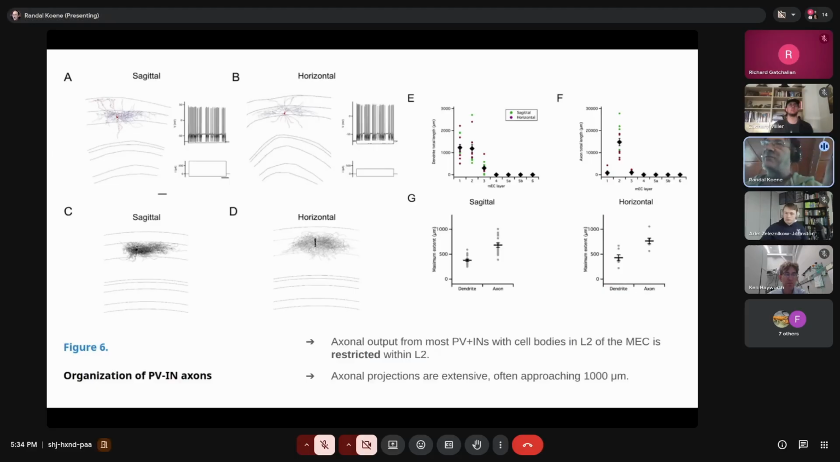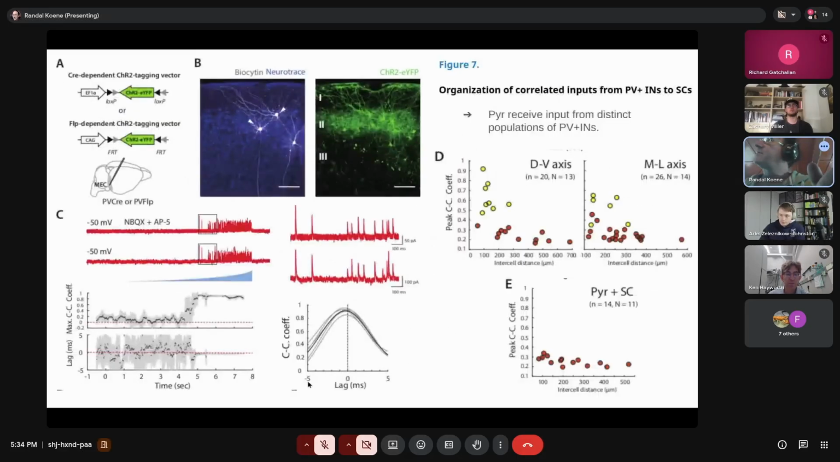And axonal output from most PV interneurons with cell bodies in the L2, layer 2 of the medial entorhinal cortex, is indeed restricted within the layer 2. That's in agreement with previous observations. And you can show that these axonal projections are quite extensive, often approaching 1,000 micrometers. So it's like we're redoing some of the experiments from before. Right now, we're just doing them in the opposite direction.